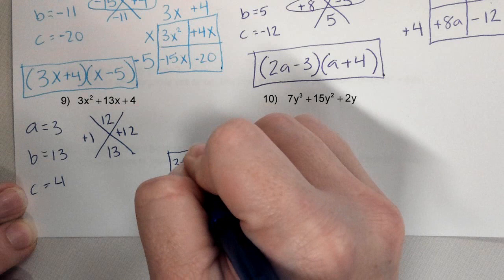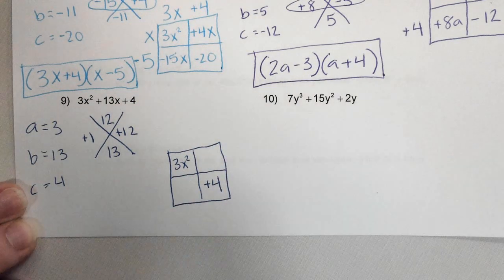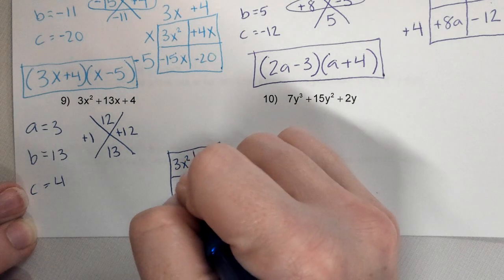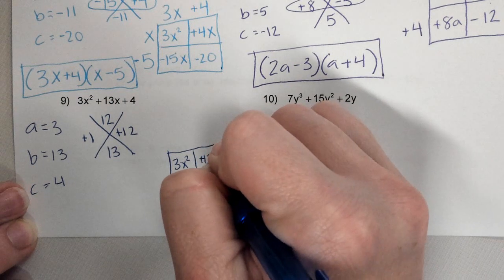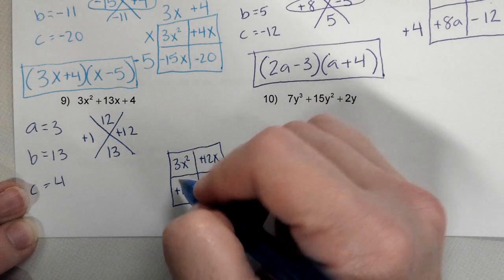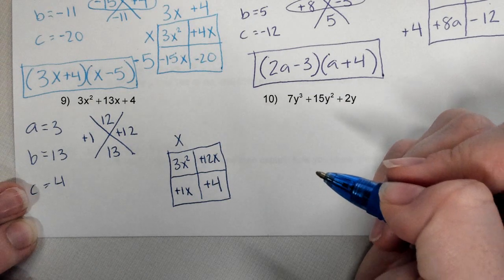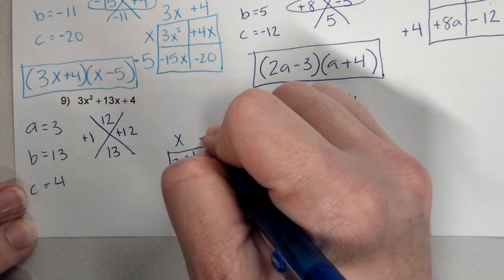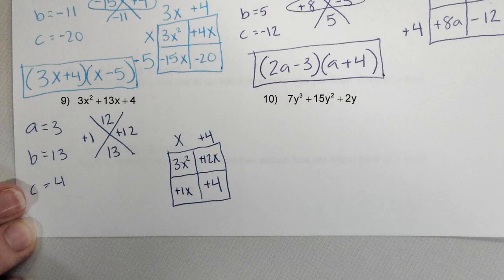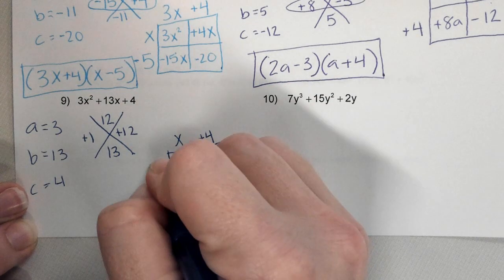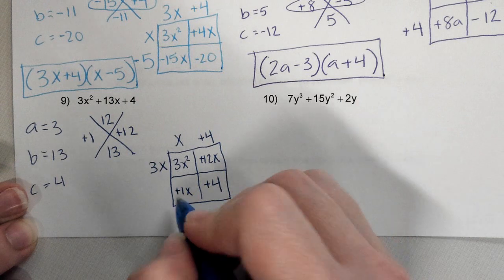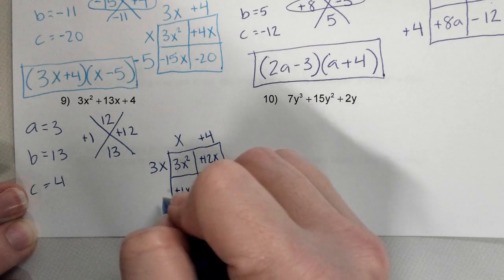First term goes in my first box, last term in my last box, split B. So positive 1x, positive 12x. So let's find our GCFs. 3 does not go into 1, so the only thing these have in common is our x. 4 does go into 12, so this is going to be a positive 4. 3 does go into 12, so this can be 3x. 1 does go into 4, so this is just going to be 1.